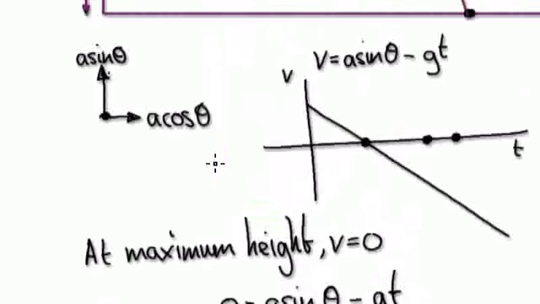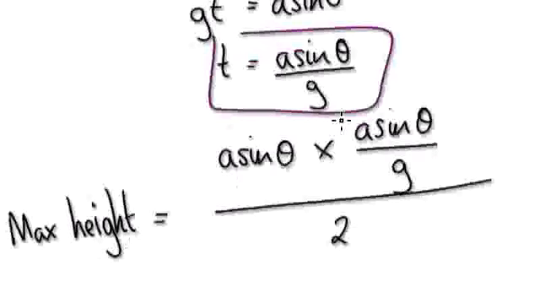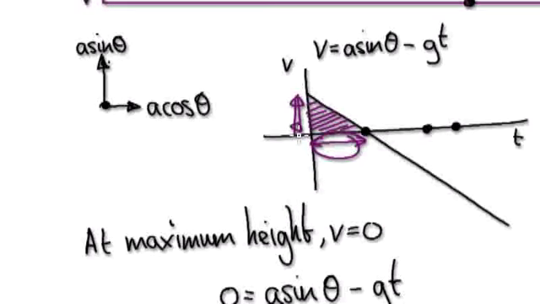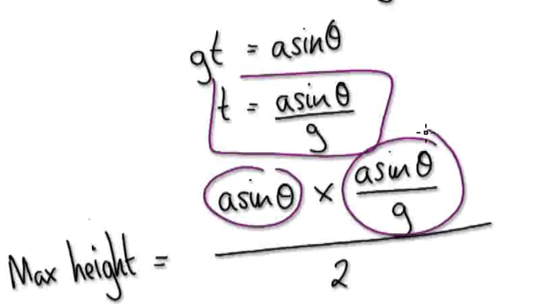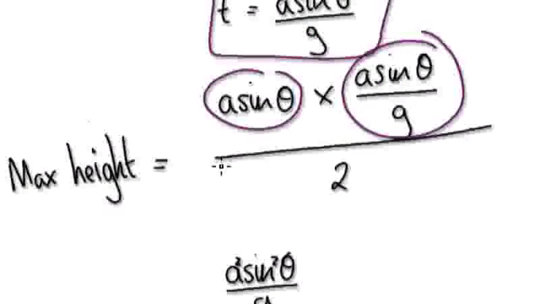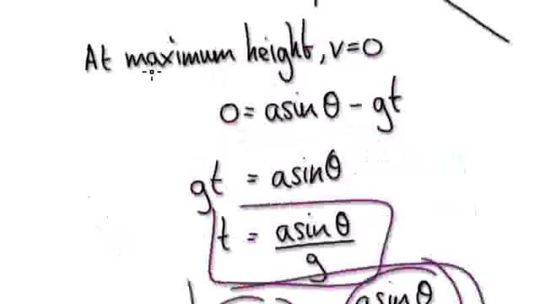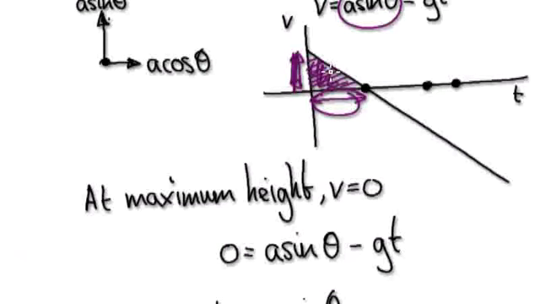So to work out the actual height, we would need to work out the area of this thing here. We've got the time it takes to get to the maximum height, so it's a matter of getting this times this and then divided by 2. So the height here is given by this: this times the time it takes to get to the maximum height, and then divided by 2. Basically, this is just the area here.